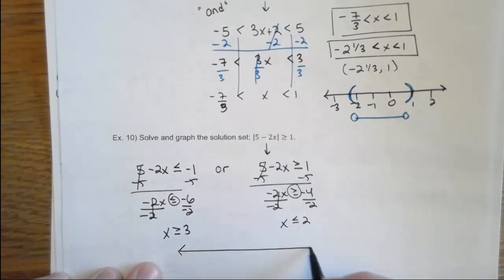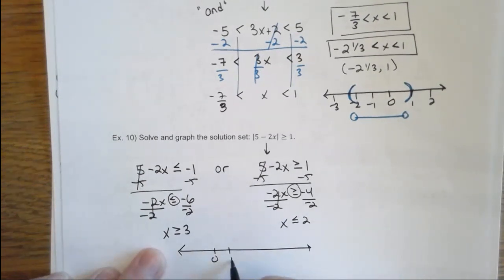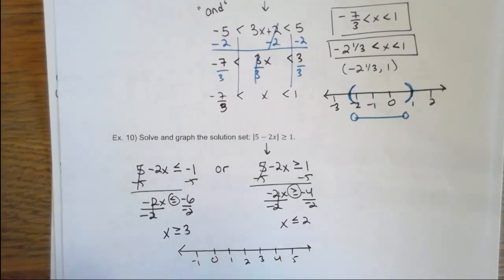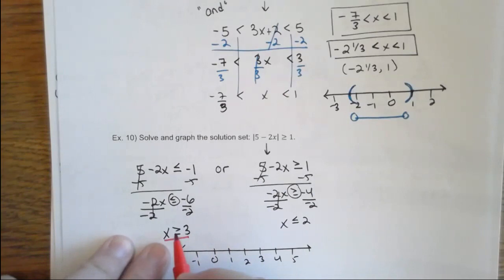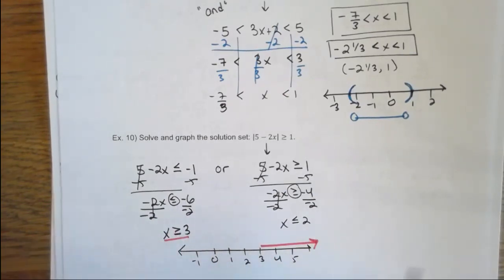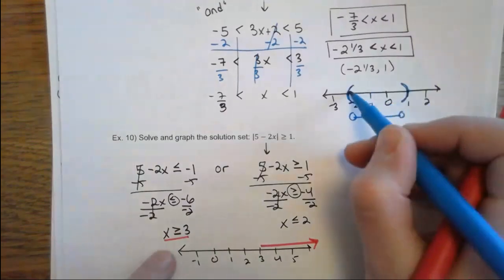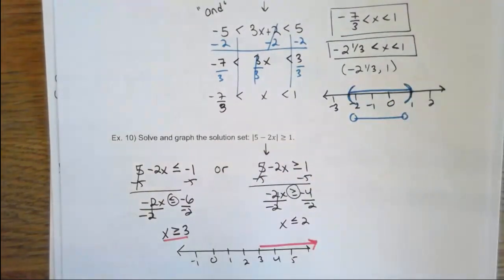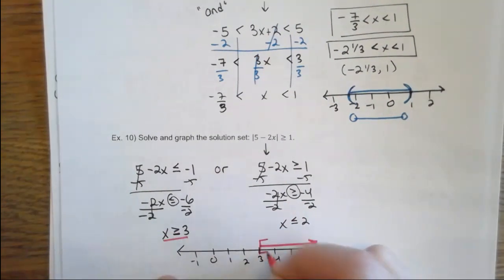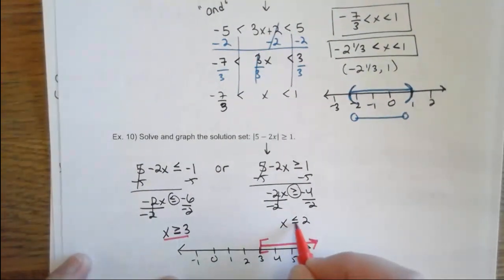So if I look at a graph here, let's see, 0, 1, 2, 3, 4, 5. So for this piece here, x is greater than or equal to 3. We're starting at 3. We're going greater than. Oops, sorry, I forgot to color in the middle piece there. I guess that would be better. And because I have an equal piece, it's going to be a bracket. And then I have x is less than or equal to 2.